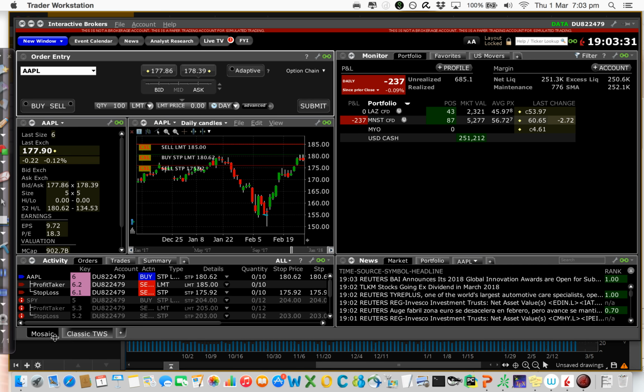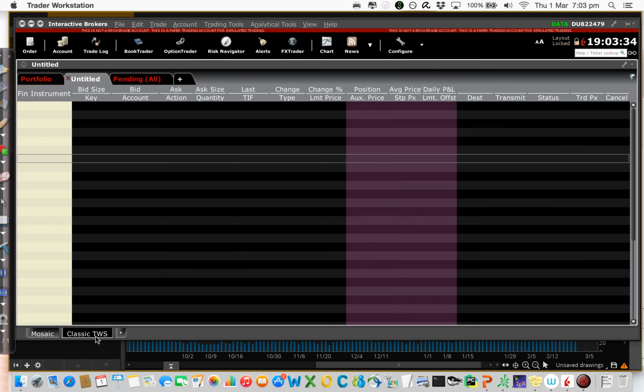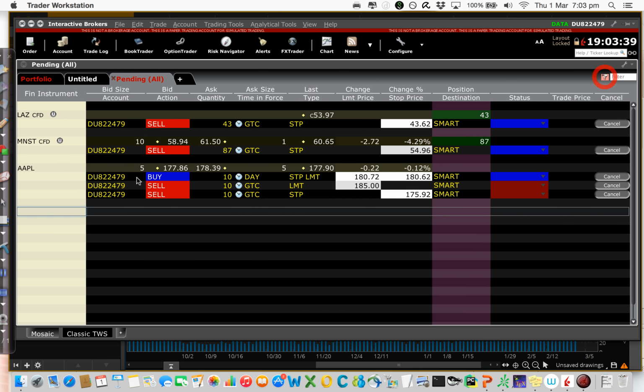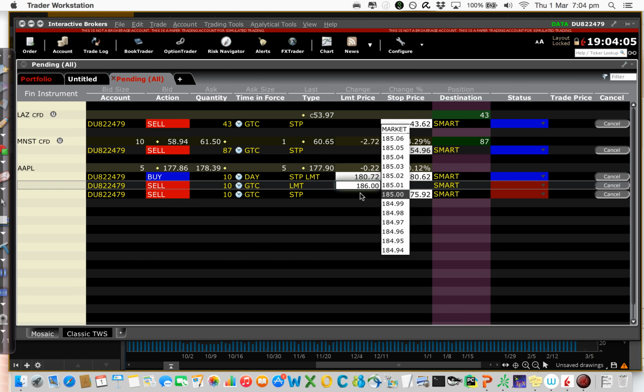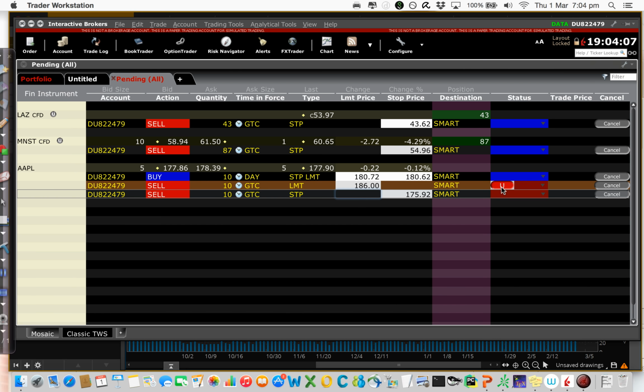Now if you click here on the classic interface, and you click on the pending all, you will see here the order that we place. And if you want to modify, to edit the order, I suggest you to move here. So to place the order, you can use the mosaic interface, but to modify is much easier to use the classic interface. Because suppose you have, I don't know, by mistake, you put under 85, you wanted under 86. Well, you just click here, and then U means update, and it's done.